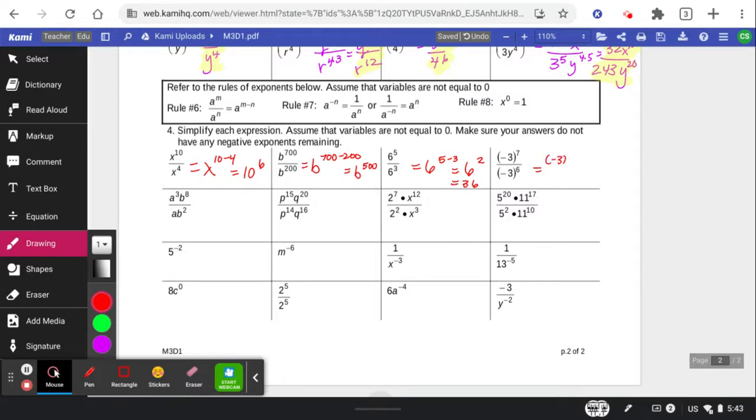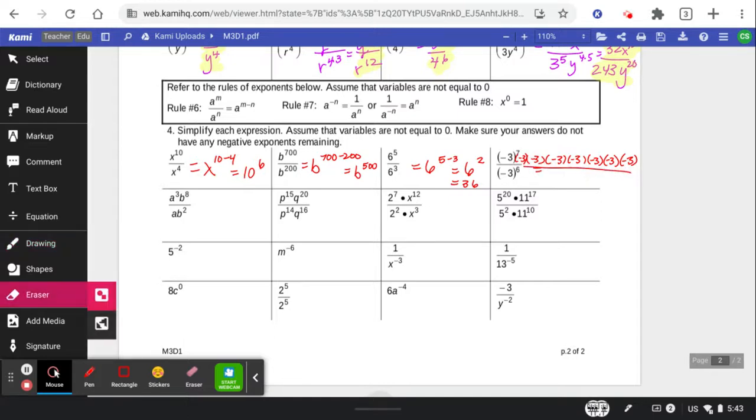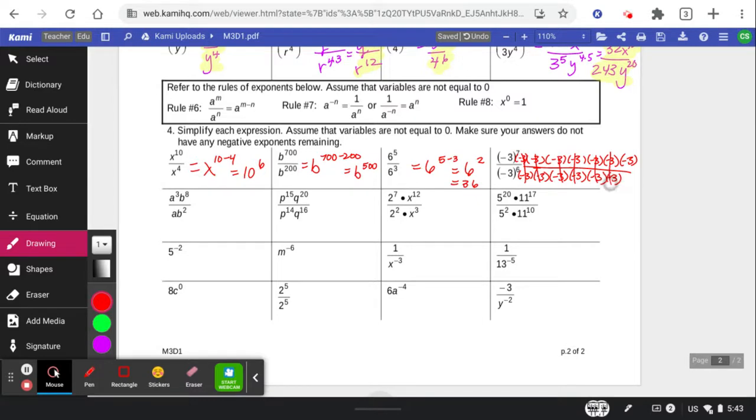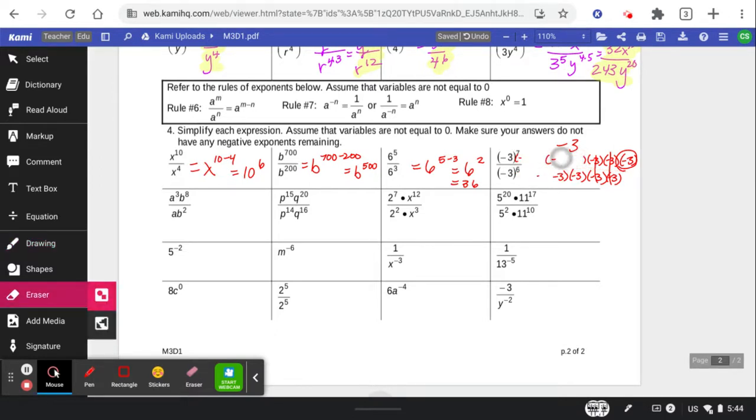Picture this one. Negative 3 stretched out 7 times. 1, 2, 3, 4, 5, 6, 7. And then on the denominator, it's stretched out 6 times. So this one crosses, this one crosses, this one crosses, this one crosses, just leaving me 1. The answer to this is just negative 3. So I don't know what way you pictured that, but 7 minus 6 is just 1. So your answer for this was negative 3.